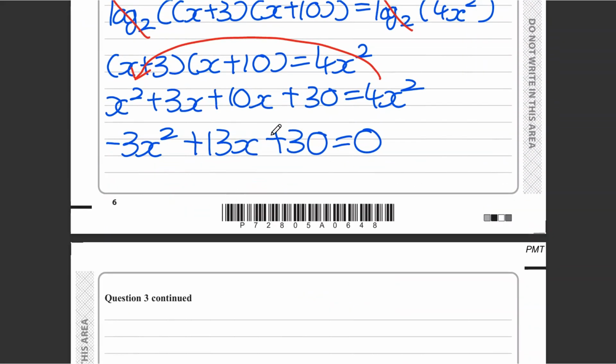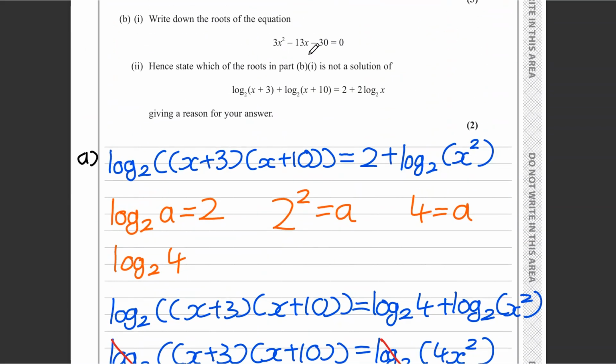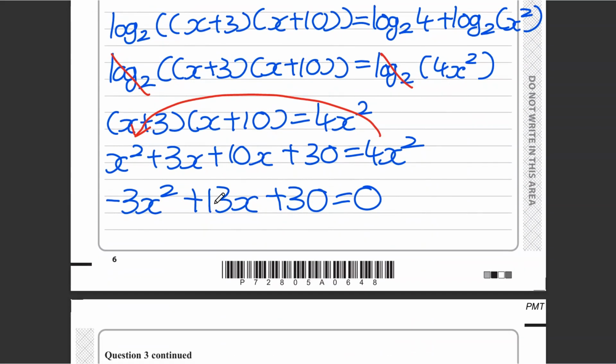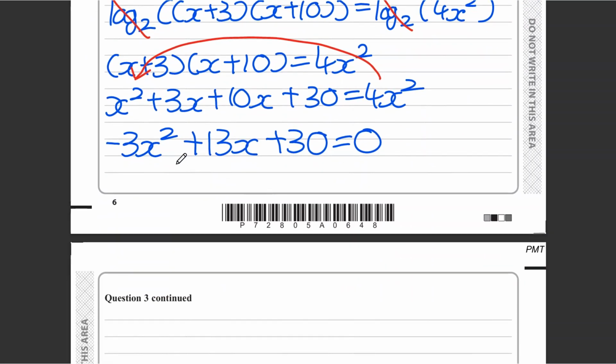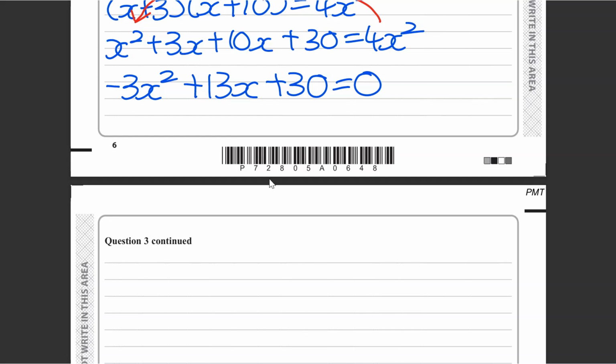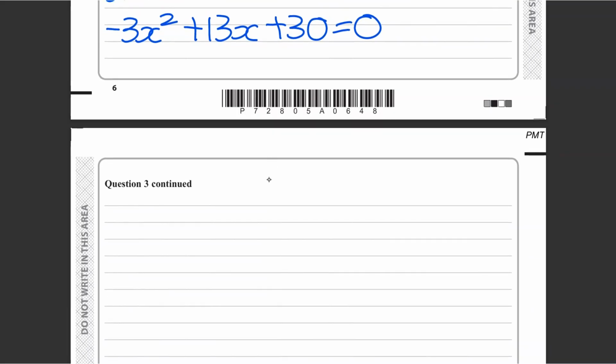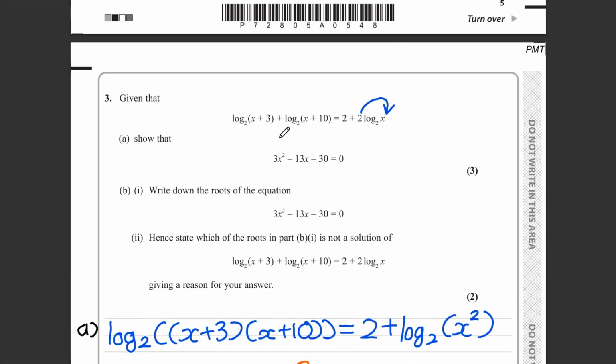Now we need to show that this is equal to this here. This and this are identical, except here we've got minus 3, whereas here we've got 3, and then here we've got minus 13 and minus 30, here we've got plus 13 and plus 30. So if we just multiply everything by minus 1 here, we get 3x squared minus 13x minus 30 is equal to 0. And this is what's required here.